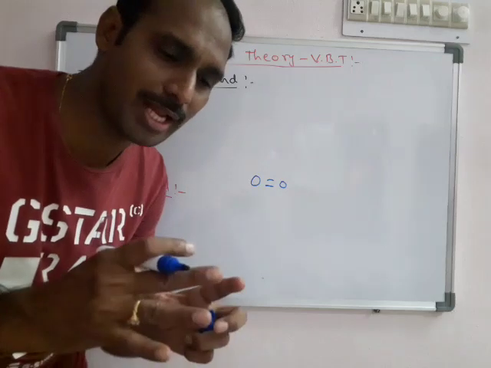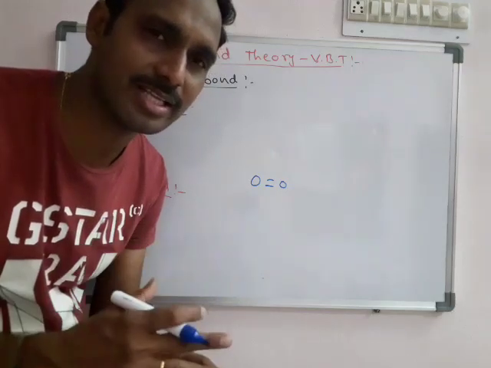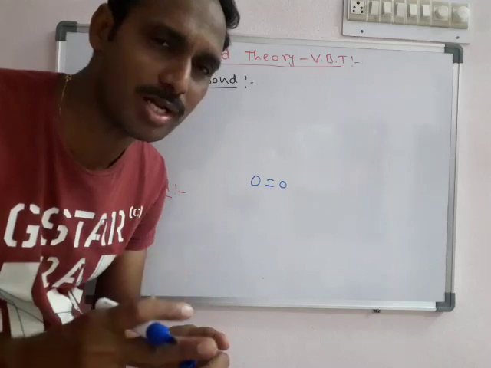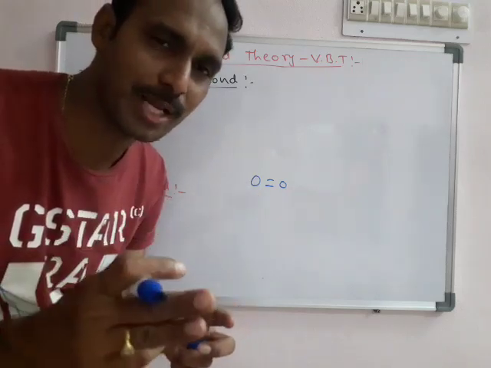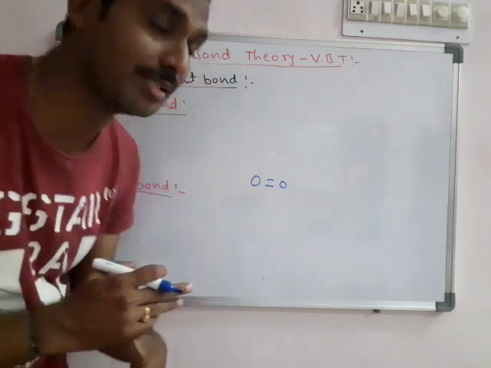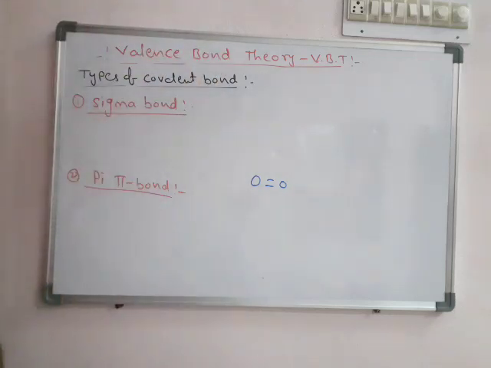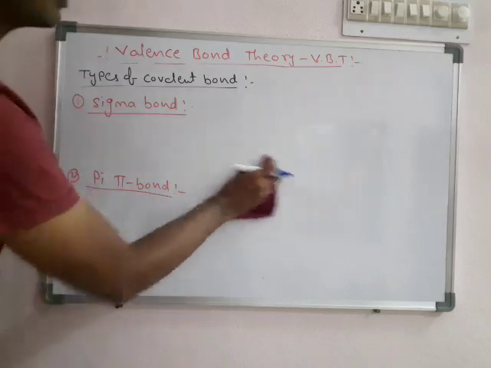Why? To overcome this, they give a reason by introducing a new concept, that is, types of covalent bond. According to them, there are two types of covalent bond formation. There is a sigma bond, and the next one is the pi bond. So what is a sigma bond?